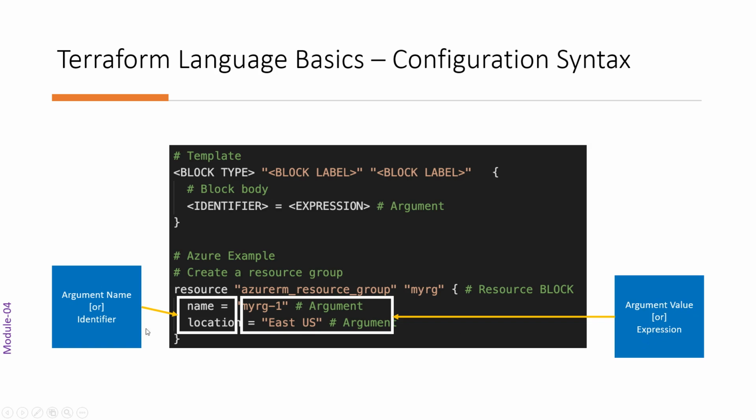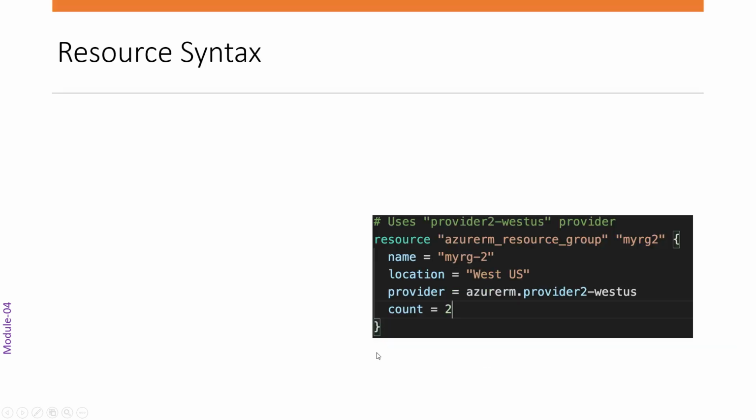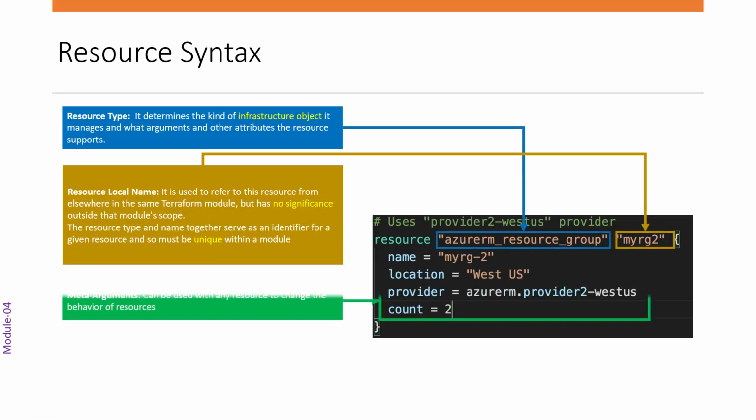So that means anything you see on your left side, the first one, name, is your identifier, and location is also your identifier. On the right side, the value can be called an argument value or expression. So I hope this is clear, team. Now let's go with the next one.